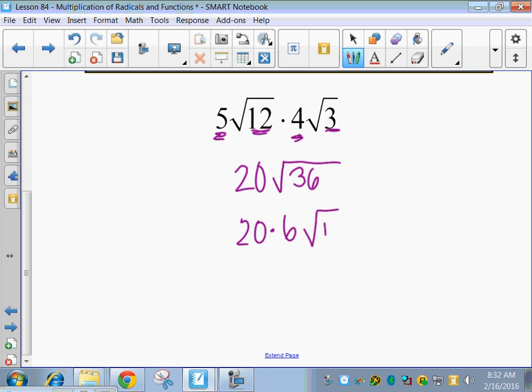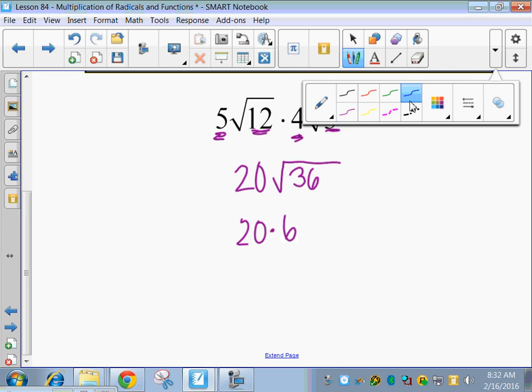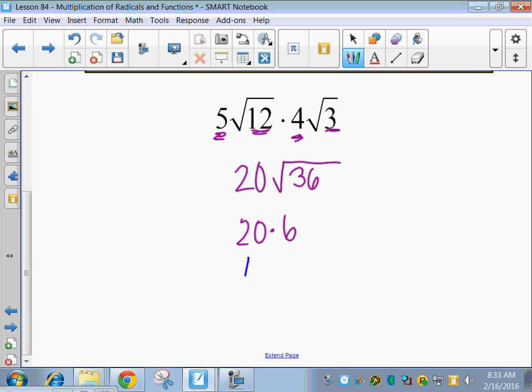Do we need to put a 1 here? I saw this on your guys' test. Some people did that. Should we leave a 1 inside that square root? No. What's the square root of 1? It is 1, and anything times 1 is itself. So you don't leave anything inside the house if it's a perfect square root, okay? So now I have 20 times 6 gives me 120, and we're done, okay?